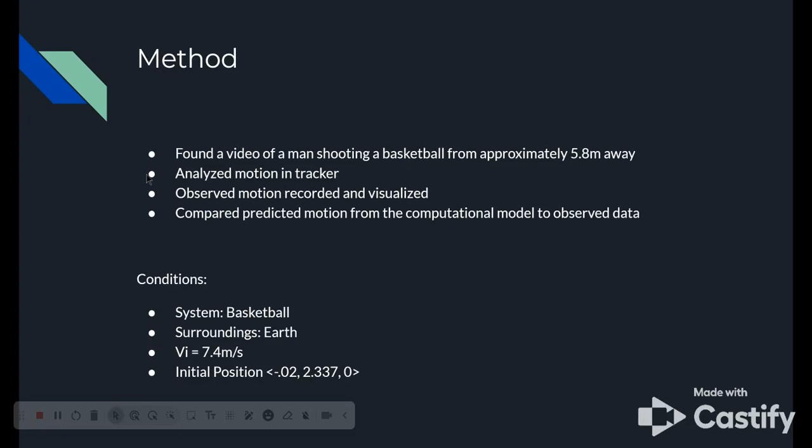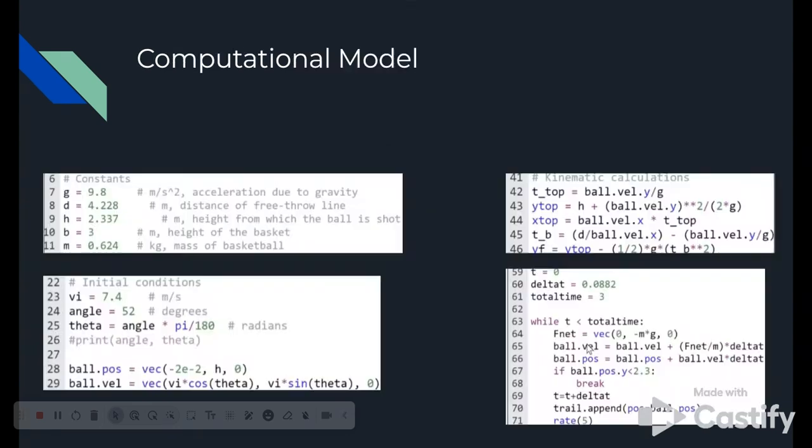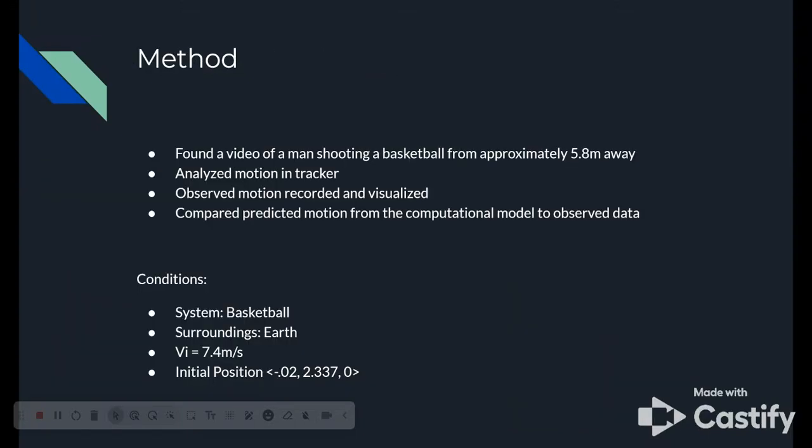There were some conditions that should be defined to make the lab clear. First of all, the system was the basketball. The surroundings was the earth, because gravity is the only thing really acting on it here, to our knowledge. Initial velocity is 7.4 meters per second, and the initial position is negative 0.02 in the x, 2.337 in the y, and no z. It also should be said that there likely is a z here, but we're limiting this motion to be purely two-dimensional since most of it is in the x and y planes.